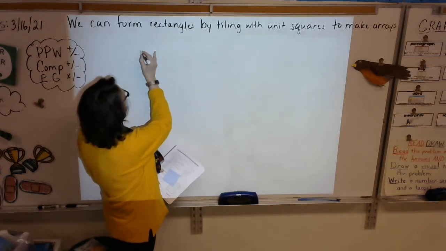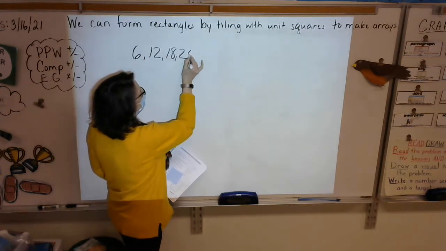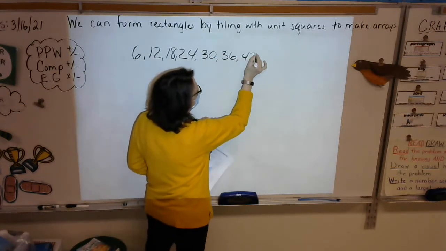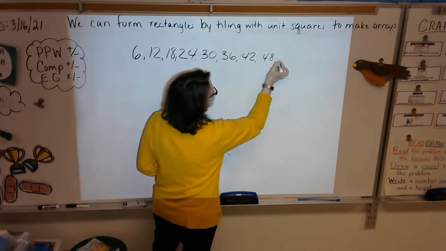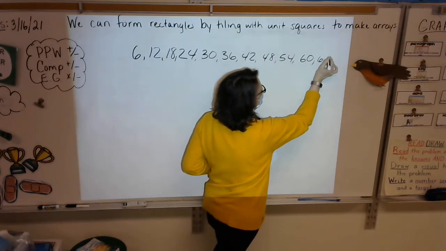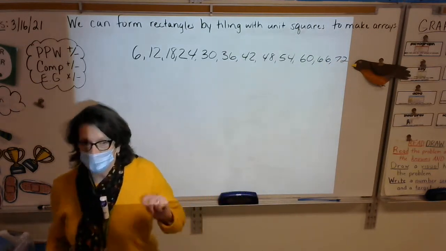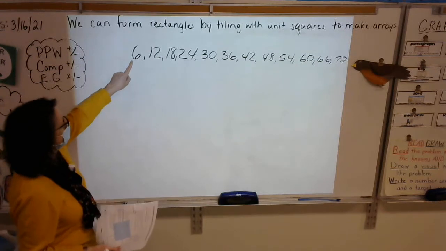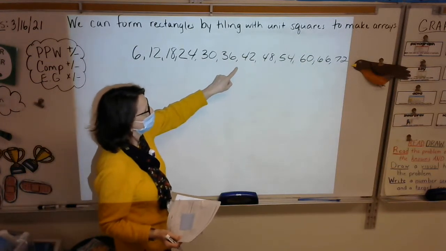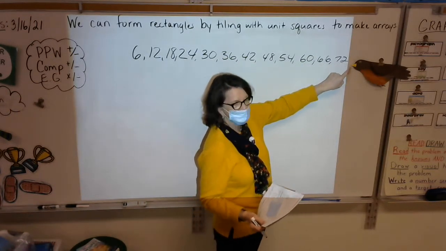Ready? Deck the halls. 6, 12, 18, 24, 30, 36, and 42, 48 and 54, 60, 66, and 72. Okay, very good. Let's skip count without the song. Ready? Here we go. 6, 12, 18, 24, 30, 36, 42, 48, 54, 60, 66, 72.